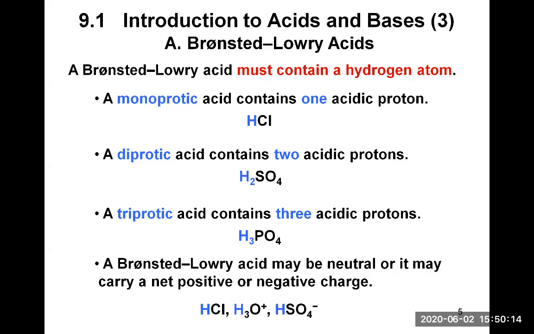And notice how each time those hydrogens are written first in the formula of the acid. Otherwise, a Bronsted-Lowry acid may be neutral, or it may carry a net positive or negative charge. So there is no convention. It can be neutral like HCl, positive like H3O+, the hydronium ion, or carry a negative charge like HSO4-, the hydrogen sulfate ion.